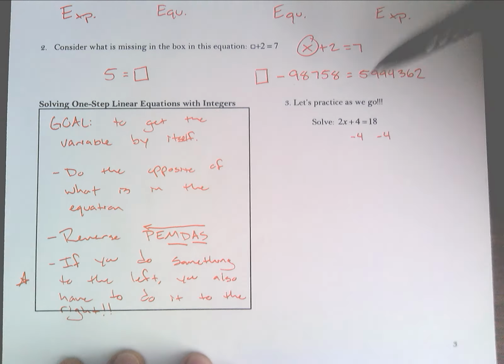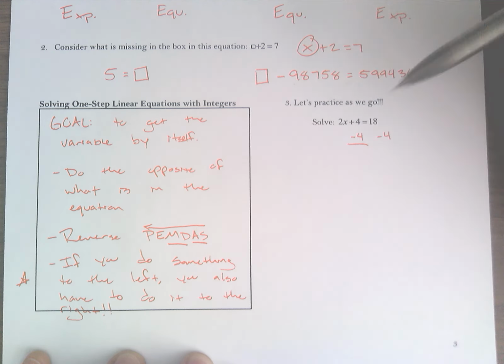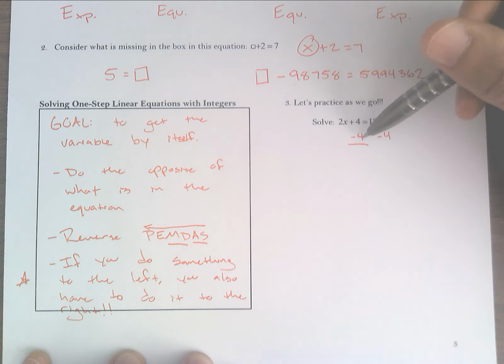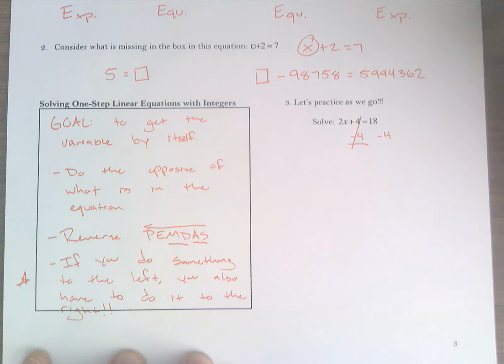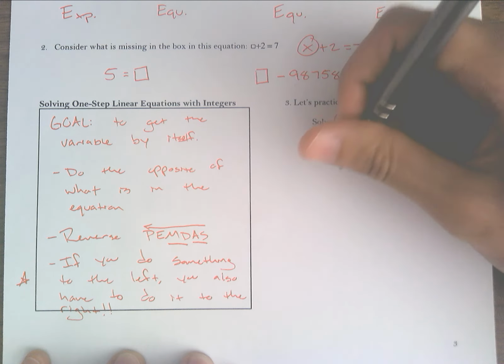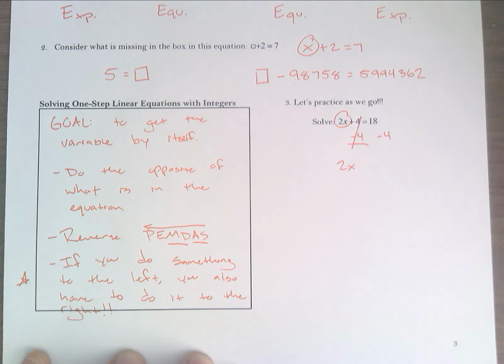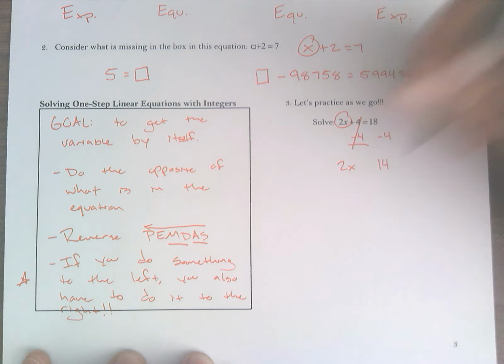So looking at this here, on the left-hand side of the equation, well, I see we have a +4 and a -4. Those cancel out. So all that's left on the left-hand side of the equation is this here, the 2x. That's all that's left. On the right-hand side of the equation, we have 18 minus 4. Well, 18 minus 4 is 14. And then we'll just bring down our equals.